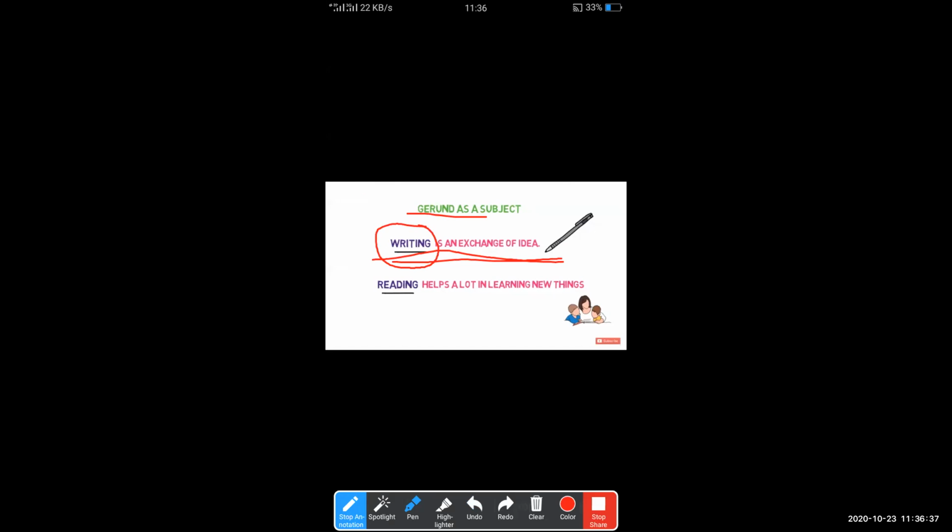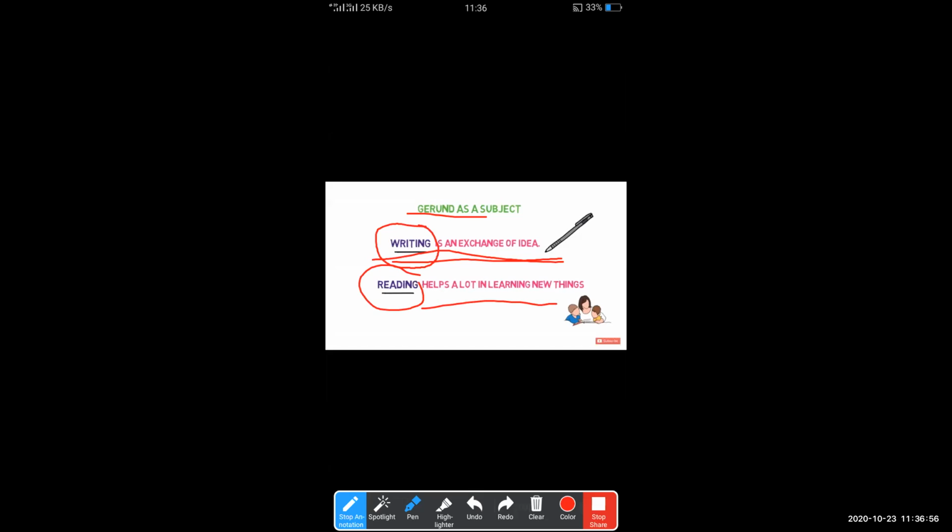Gerund. "Reading helps a lot in learning new things." Now here, learning new things. Here the reading is a verb, first form with ing. But while reading the sentence, "helps a lot in learning a new thing," it acts as a noun.